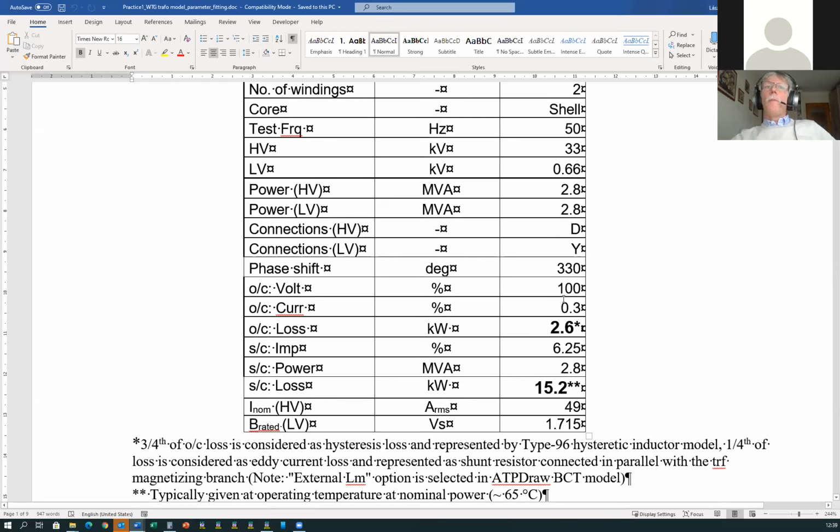Normally, we have an open circuit test report for transformers in that range. Open circuit test, unfortunately, is made only at the nominal voltage. So we have only one piece of information: what is the no load current at 100% nominal voltage? Additionally, we have information about the open circuit loss. Of course, we have short circuit impedances.